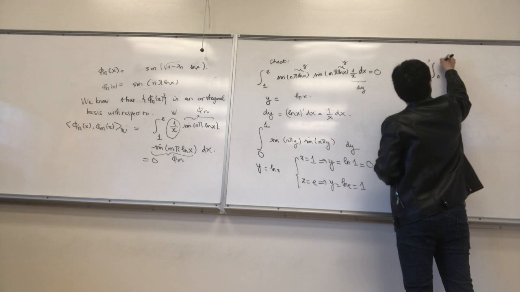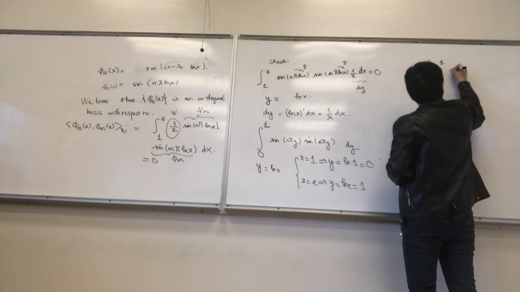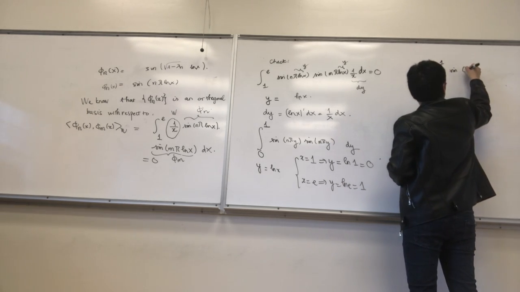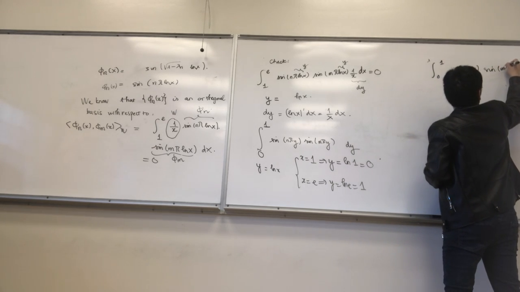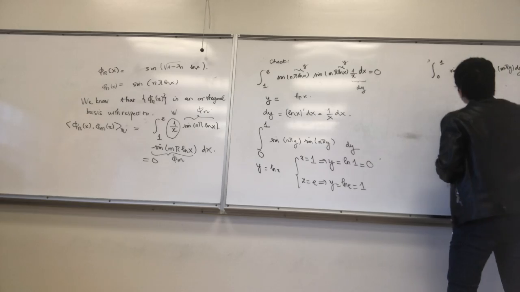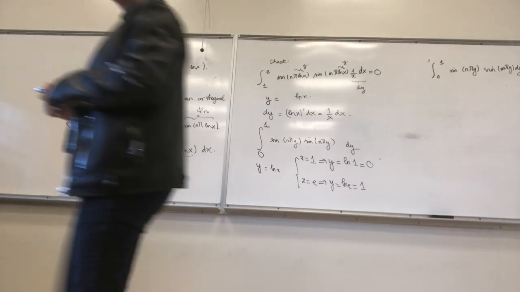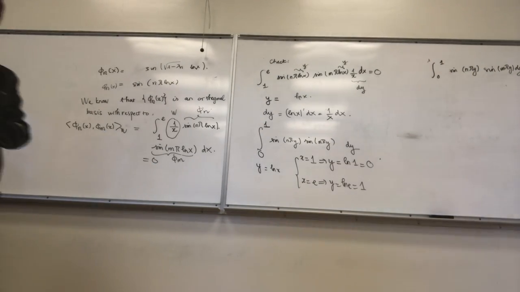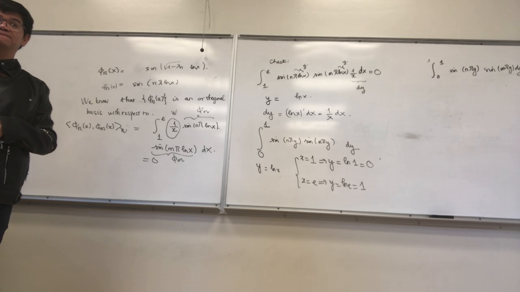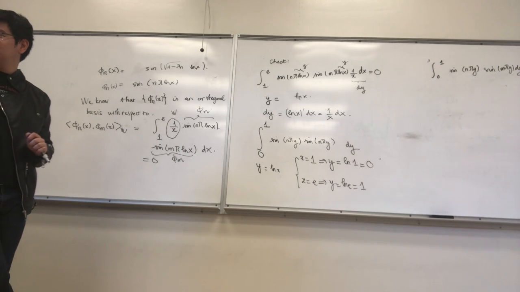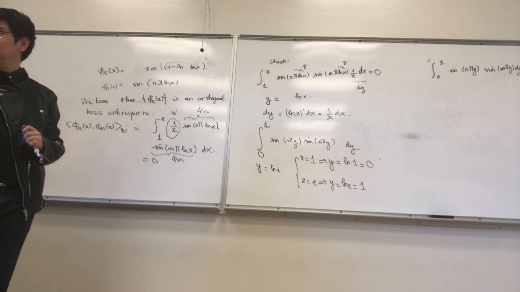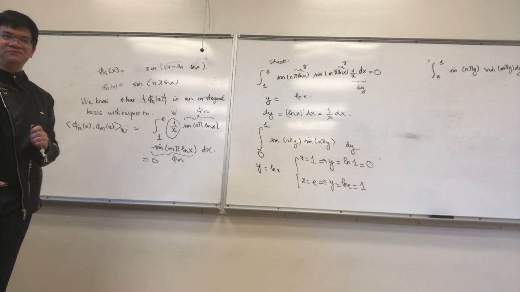Right? So I compute the integral from 0 to 1 of sinus n pi y, sinus m pi y dy. So how can I compute this integral? Which trig identity applies to the product of sines? Yes, what is the identity? I honestly don't remember. Anyone who remembers this?